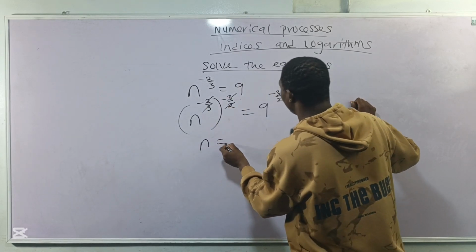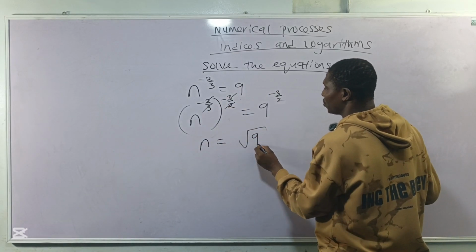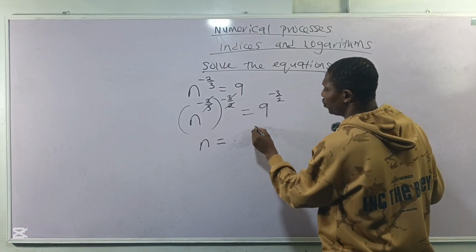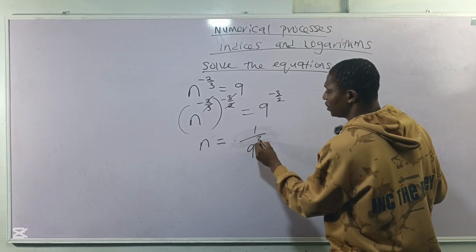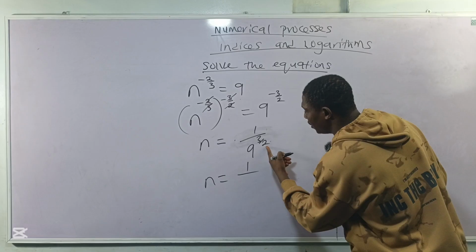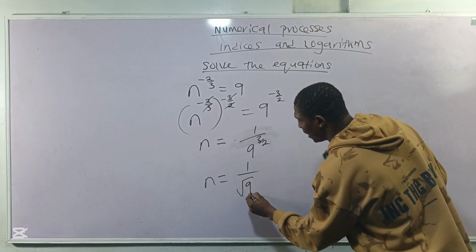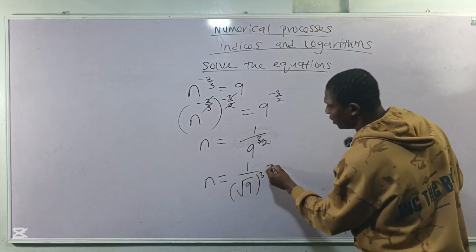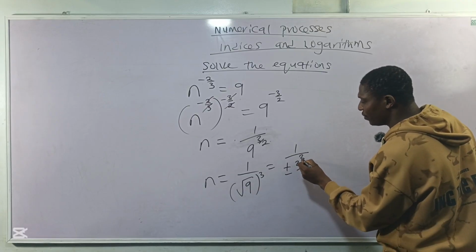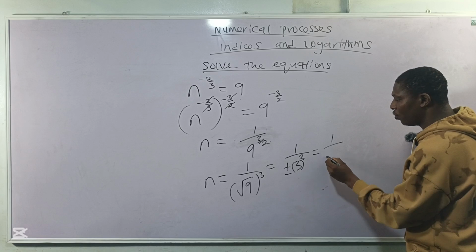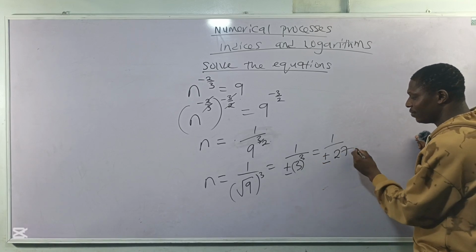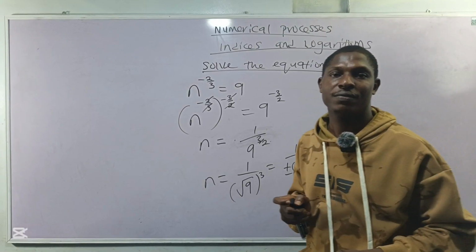So I have n equal to the square root of 9. Or, no, we change this. This will give me 1 all over 9 raised to power 3 over 2. And this will give me n equal to 1 all over, the bottom is root, so we have the square root of 9, all raised to power 3. So I have 1 all over the square root of 9, which is plus or minus 3. So I still have it raised to power 3, which will give me 1 all over plus or minus 3 raised to power 3, which is 3 times 3 times 3, which is 27. And this is my answer.